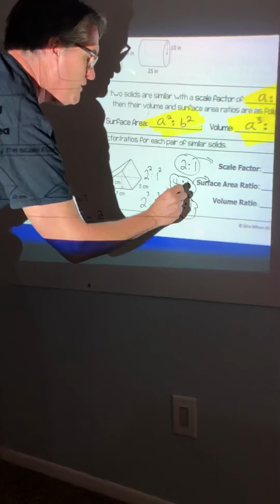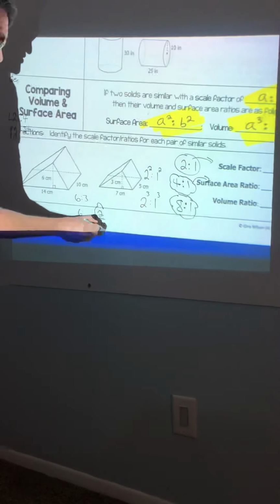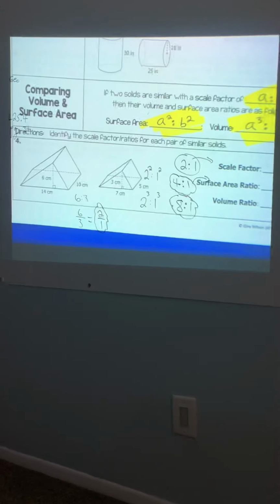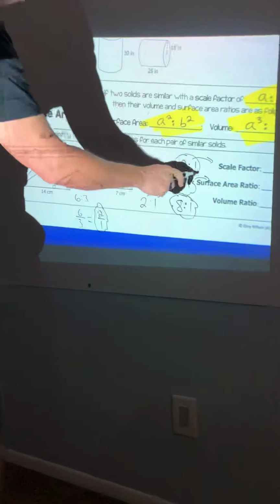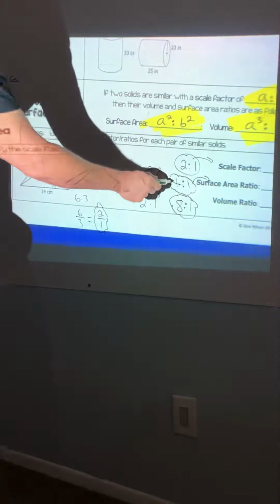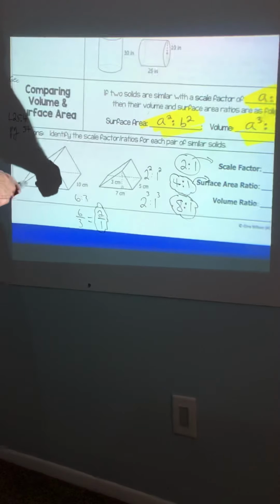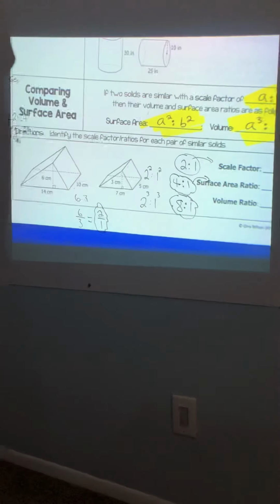Okay? So folks, it is this simple. You are literally going to match up parts of the two shapes. You're going to reduce, reduce, reduce. And then once you get that original ratio of the parts, if it's 2 to 1, then the ratio of the surface areas will be 2 squared over 1 squared, simplified at 4 over 1, and then the volumes will be 2 cubed to 1 cubed, which is 8 to 1.